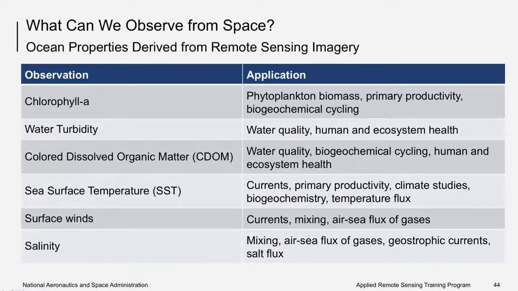Chlorophyll A is contained in all eukaryotic phytoplankton and the cyanobacteria. It is used as a proxy for biomass of photoautotrophs at the water's surface or near surface. Because it is optically active, we can estimate its concentration using remote sensing methods. Other aquatic properties derived from remote sensing imagery include water turbidity, colored dissolved organic matter or CDOM, and sea surface temperature. We can also obtain surface winds and salinity from other data inputs.